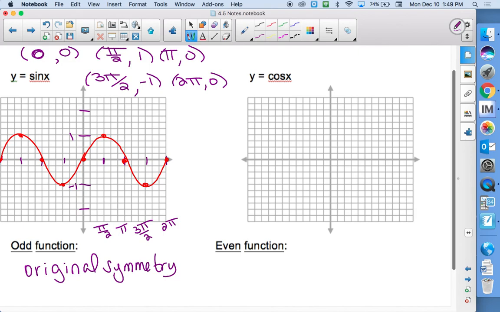Questions? So see if you can correlate the 5 key points for cosine as well. So it still starts at 0. Your angles should not change. It's the y values that change because now it's cosine.